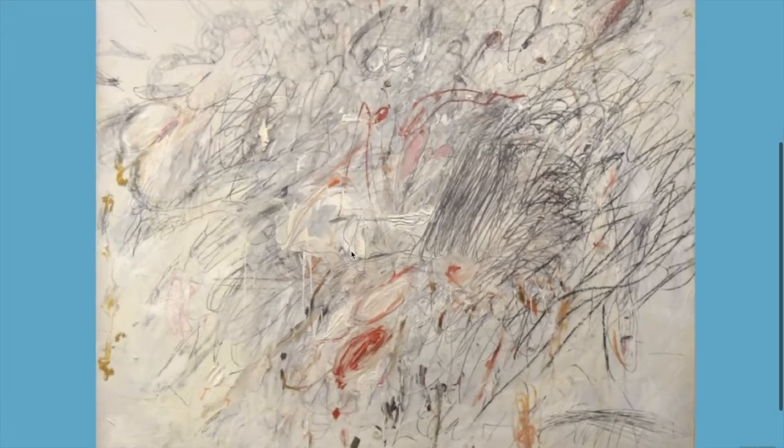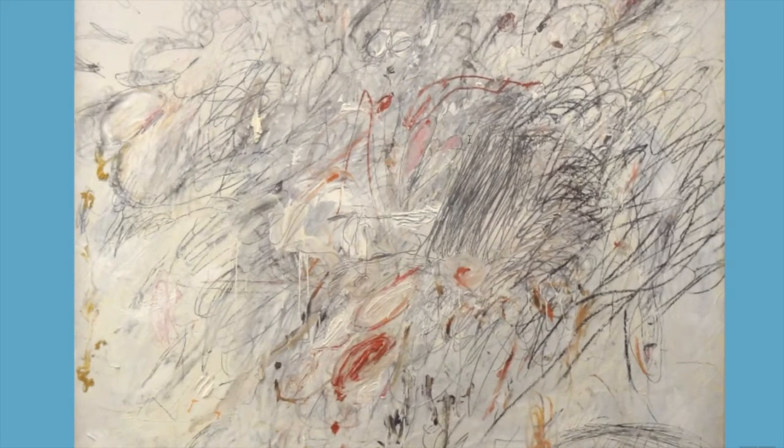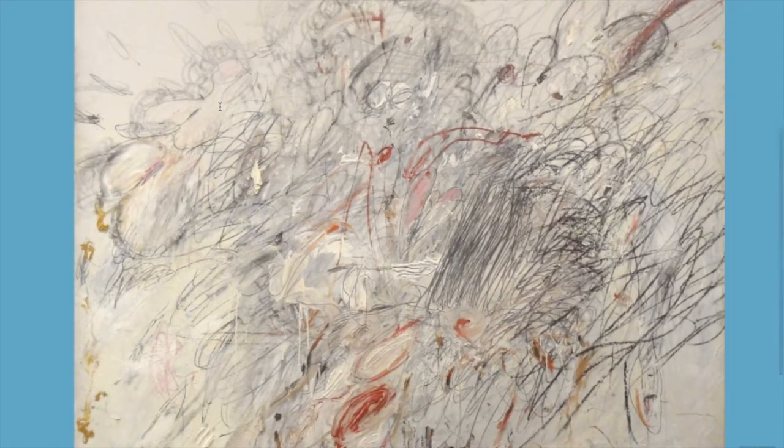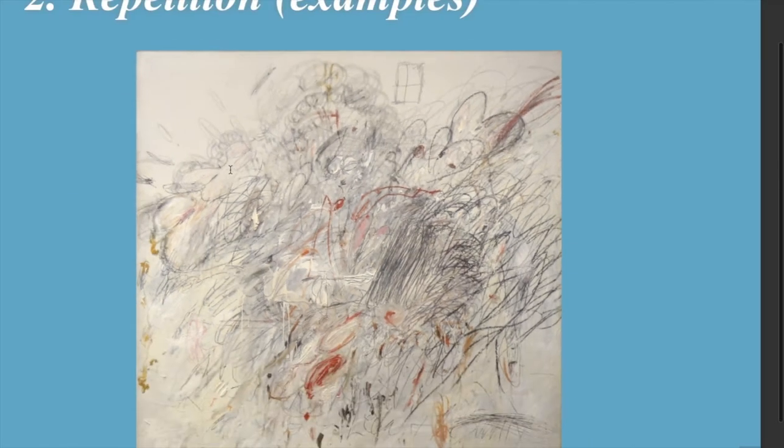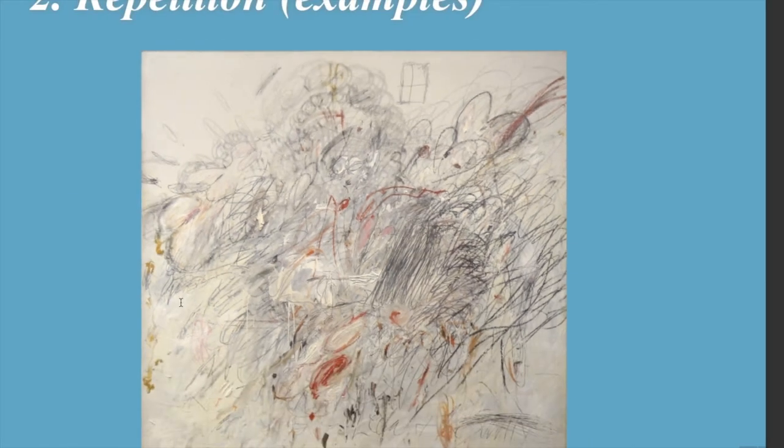Okay, in this case, we have repetition of a similar line quality. This kind of textured, rough, scratchy line is repeated across the whole canvas. So too is color. We have red repeated across the canvas. We have some yellowy hued colors repeated across the canvas.